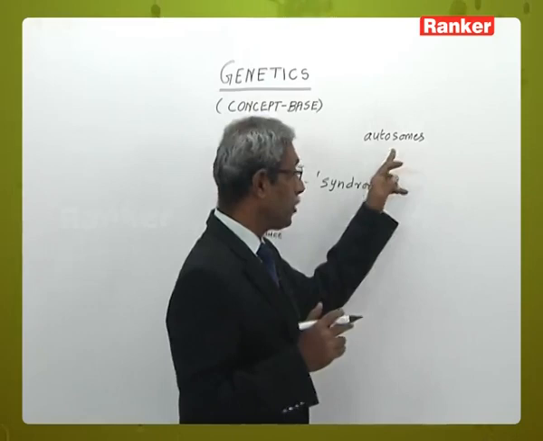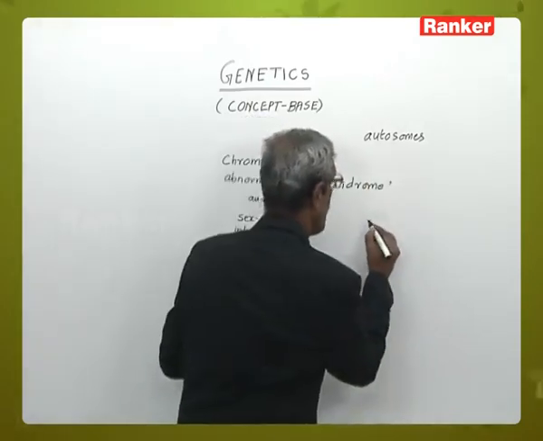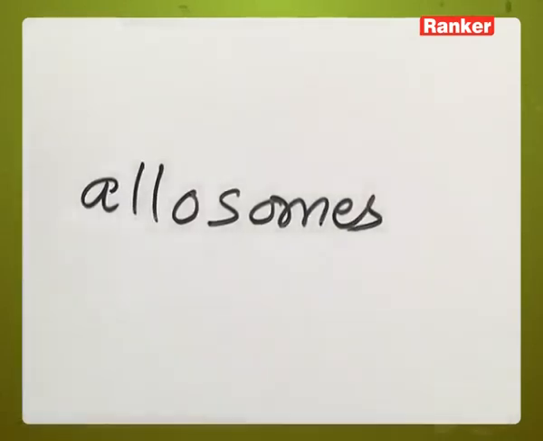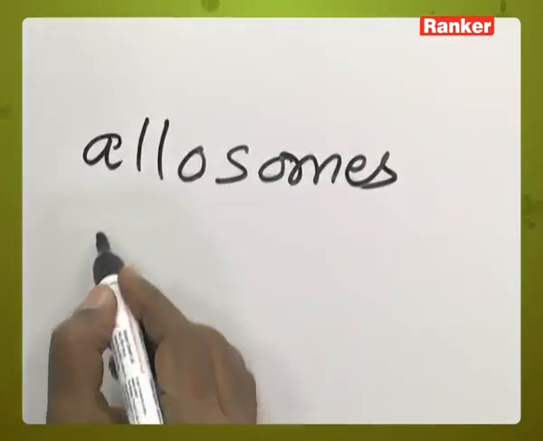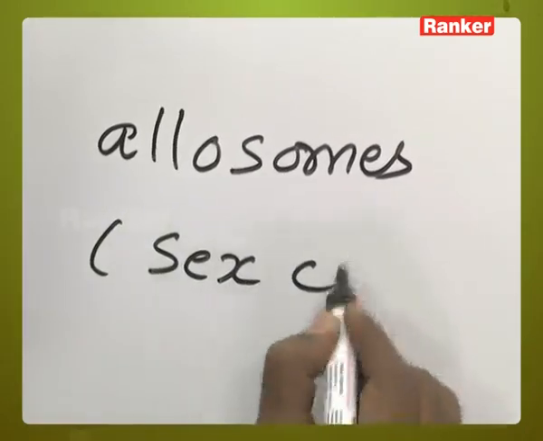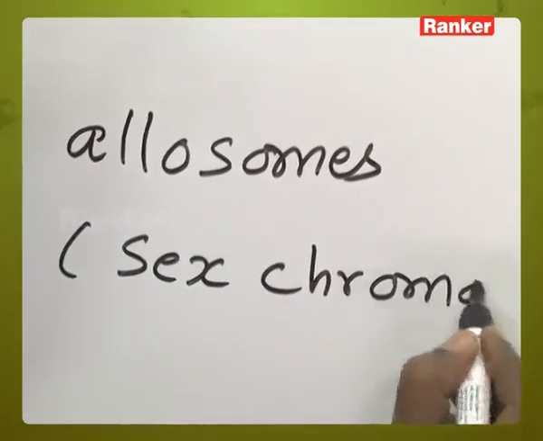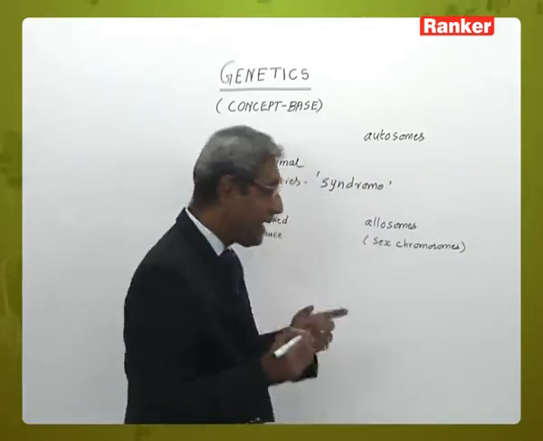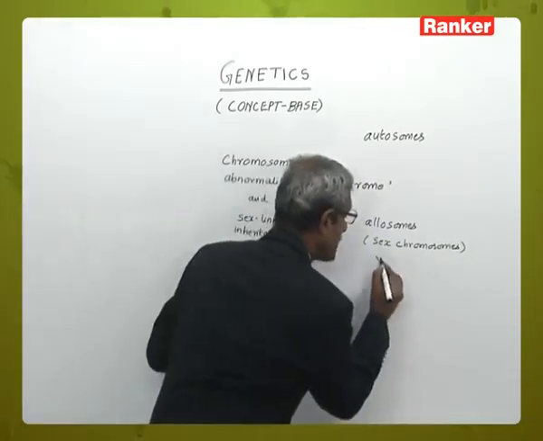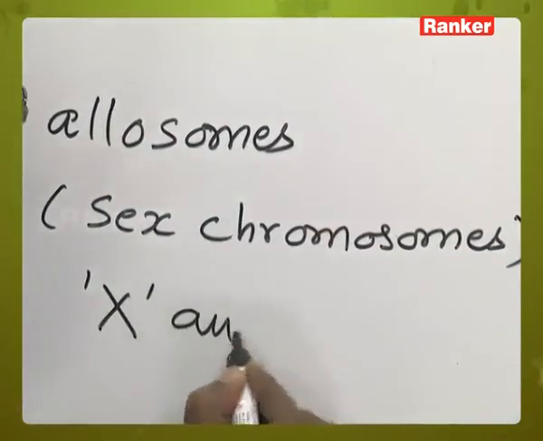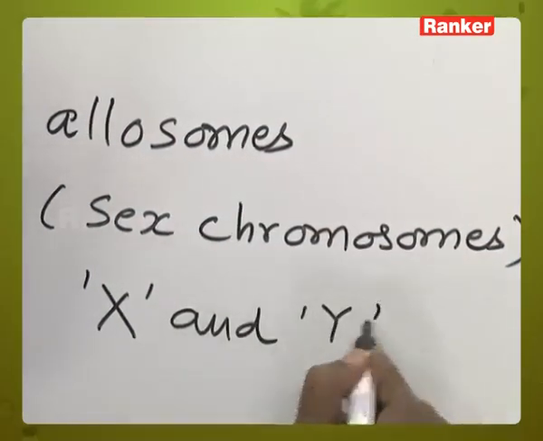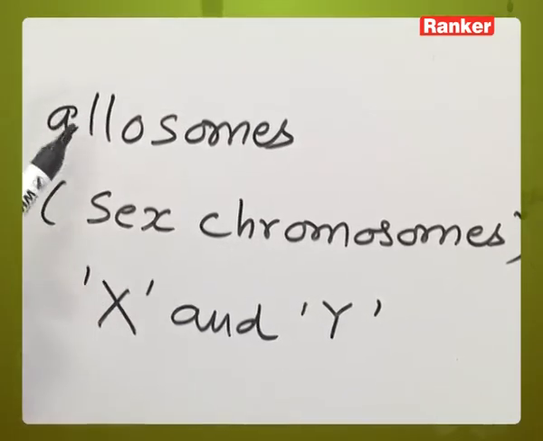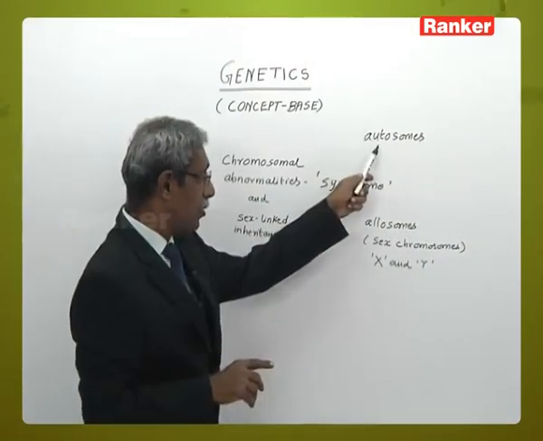In addition to the autosomes, we also have the allosomes. The allosomes are otherwise termed as the sex chromosomes, and the sex chromosomes include the X and the Y chromosomes. So the X and Y chromosomes or the sex chromosomes are called the allosomes. Then we have the autosomes.